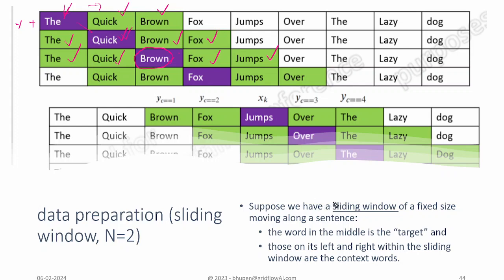So the idea is, imagine we have a sliding window of a fixed size, say n equal to 2, and the word in the center is the target, and those on the left and right side of the word are called context words.